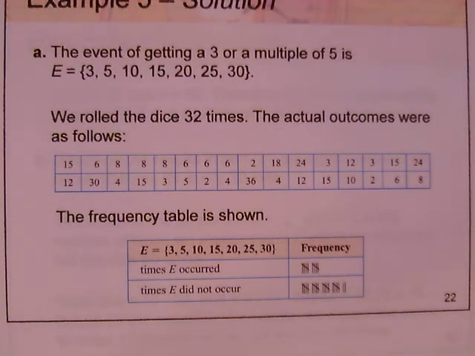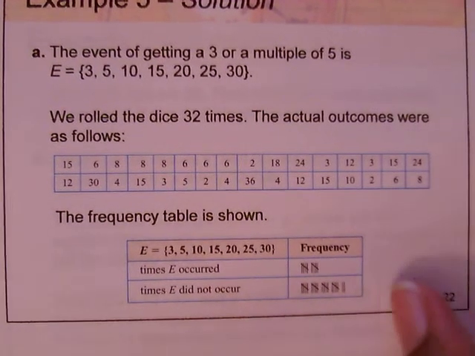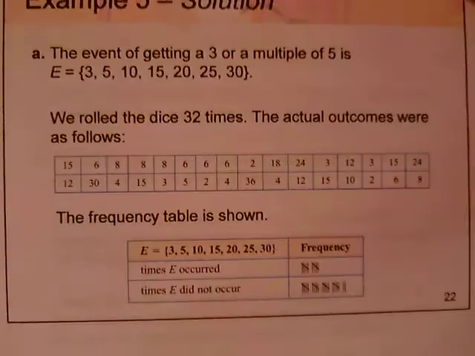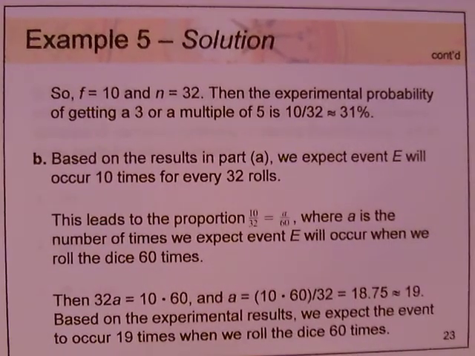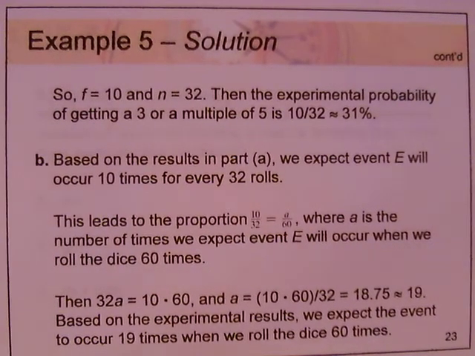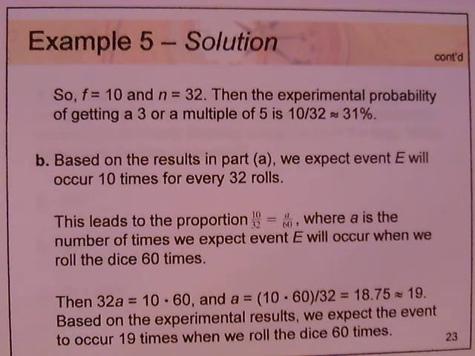And here's the frequency table that is shown here. The number of times that event E occurred and the number of times that event E did not occur, based on this table at the top. So in this case here, F is equal to 10 and N is equal to 32. Then the experimental probability of getting a 3 or a multiple of 5 is 10 over 32, which is approximately 31%.